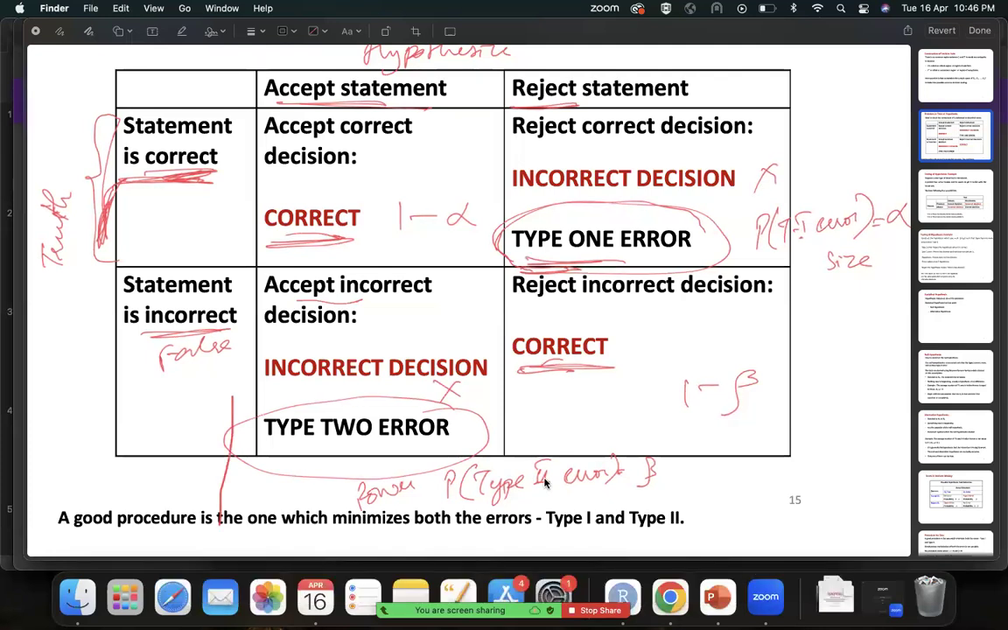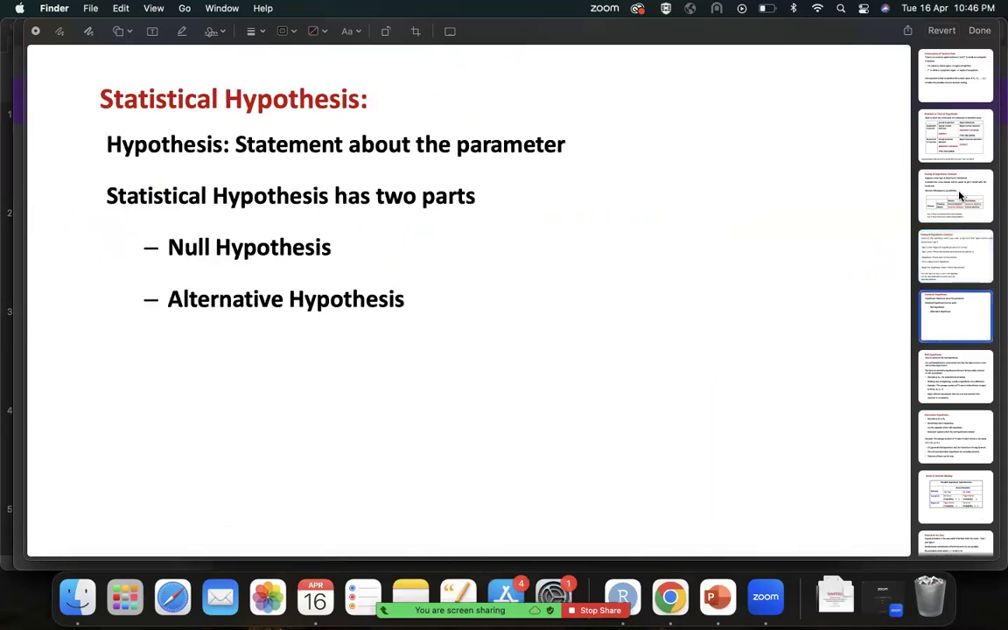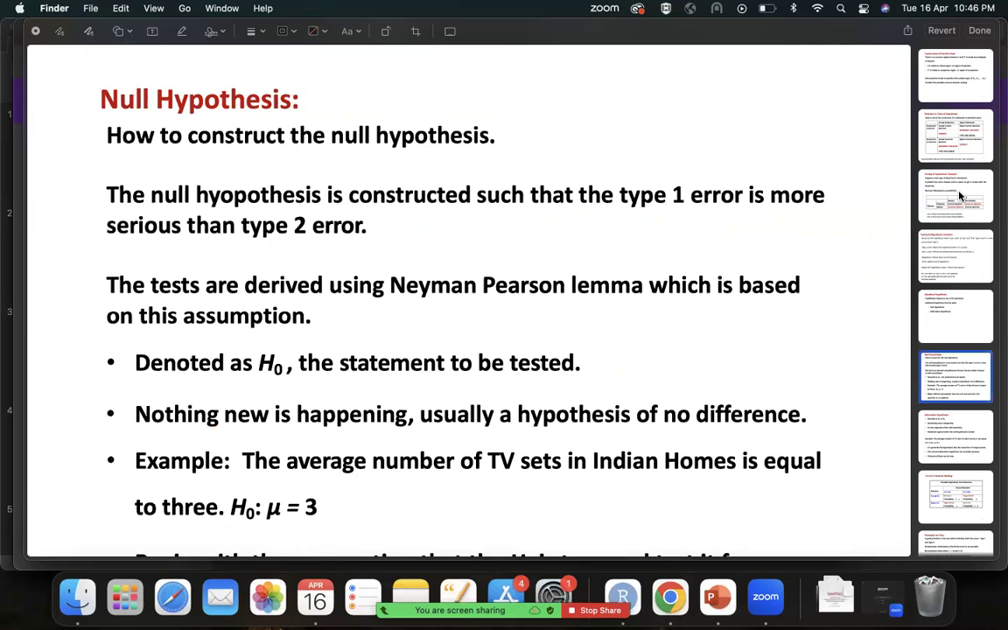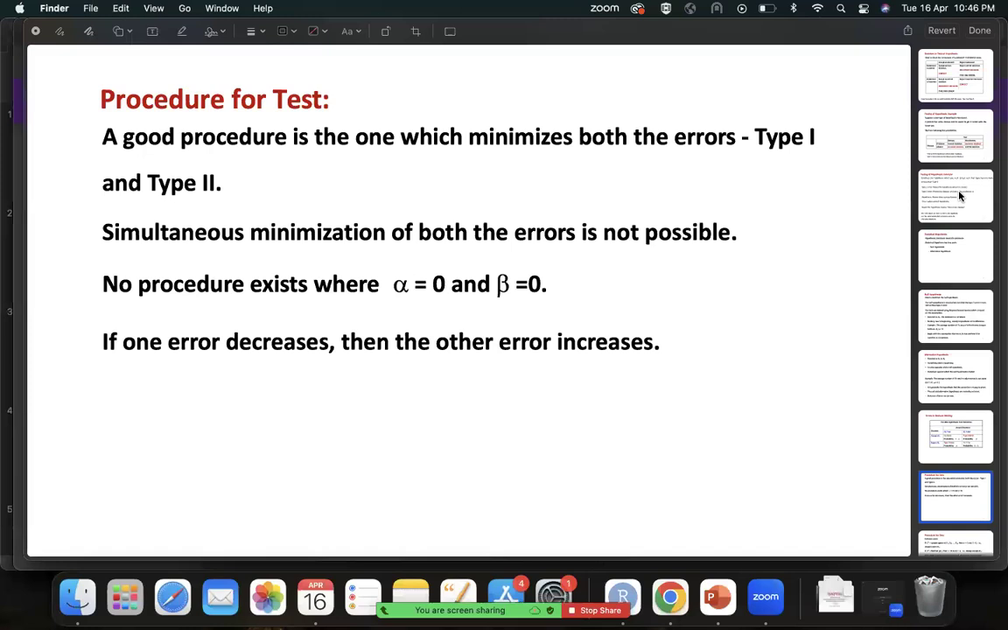Just copy this. It's all the same thing that is explained. Null hypothesis and alternate hypothesis. We saw about type 1, type 2 error.